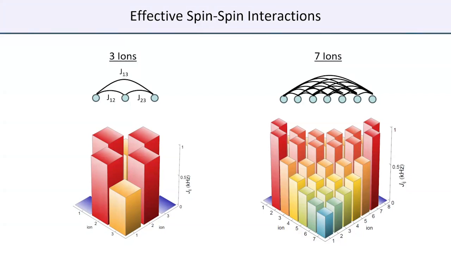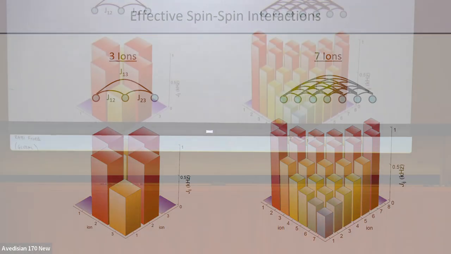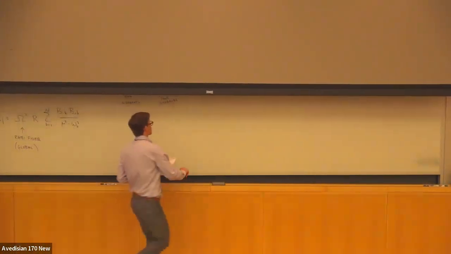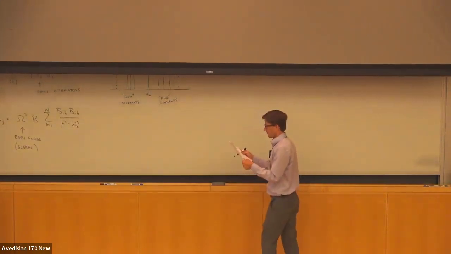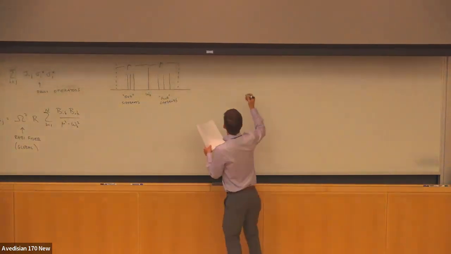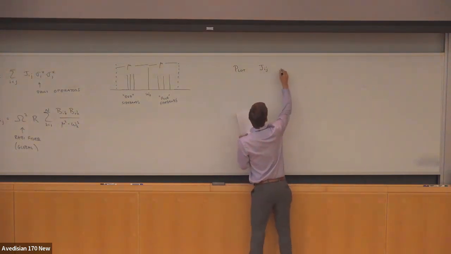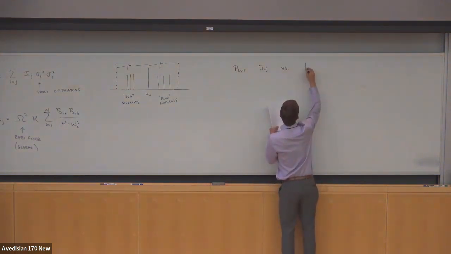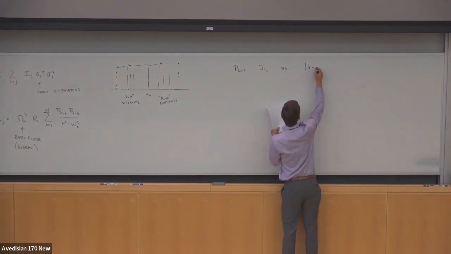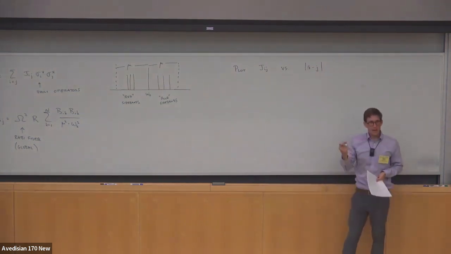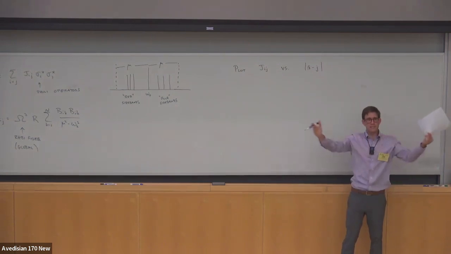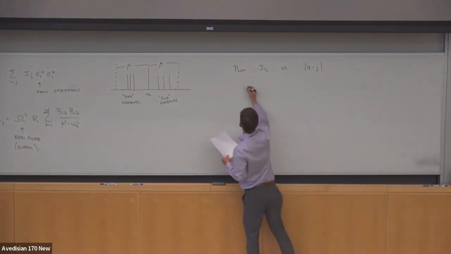So now I want to investigate a little bit more closely: what is the true nature of this interaction? We said that the interaction falls away, getting a little bit weaker as we go further and further away in distance, and I want to understand that better. So what I'm going to plot here is Jij versus the magnitude of i minus j. How strong is the coupling as a function of distance between pairs of ions?